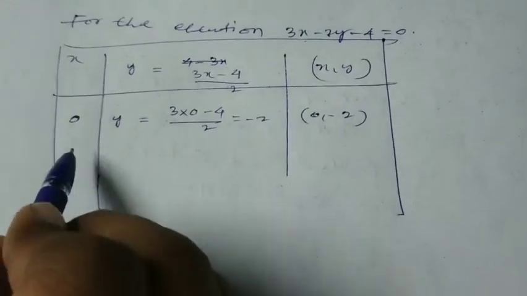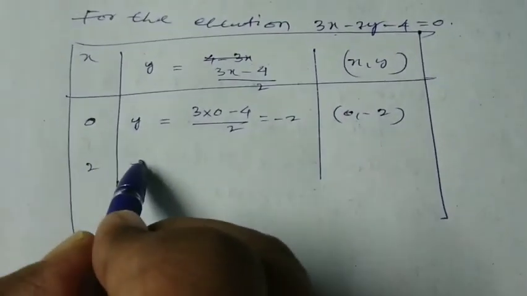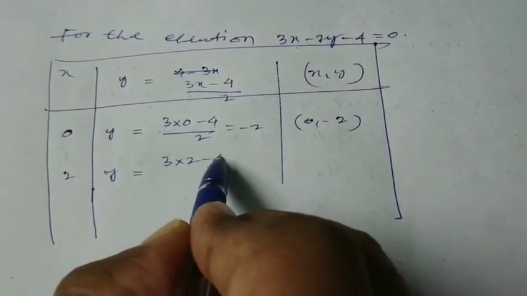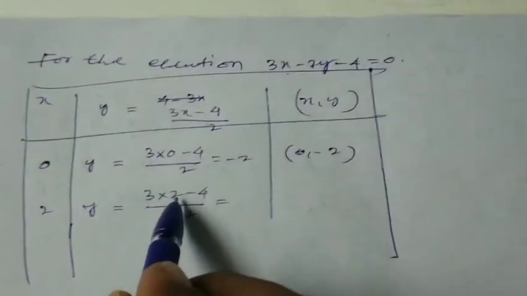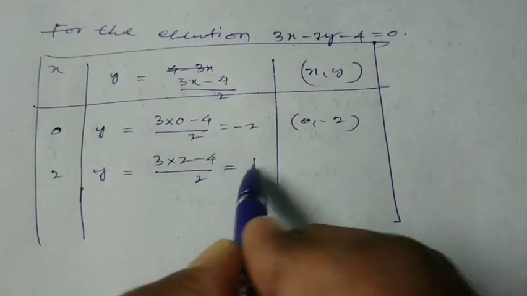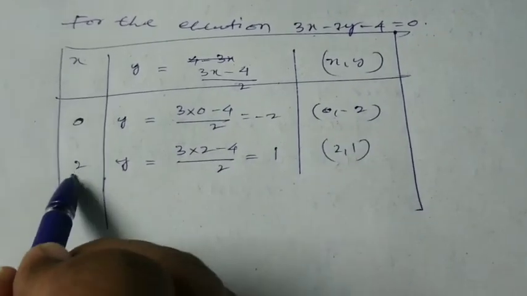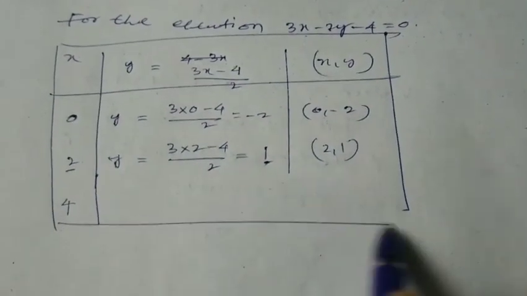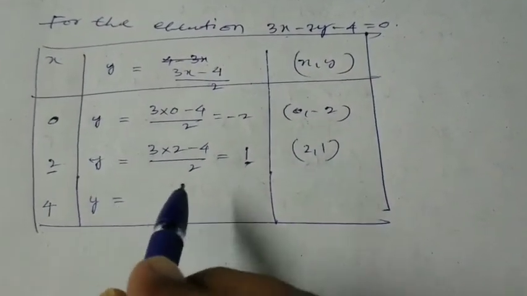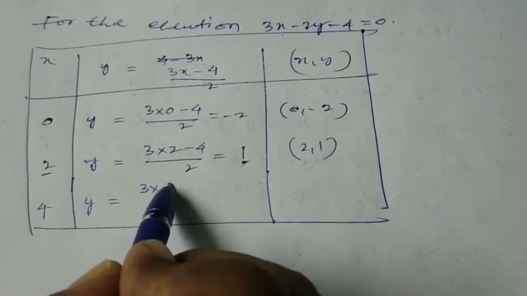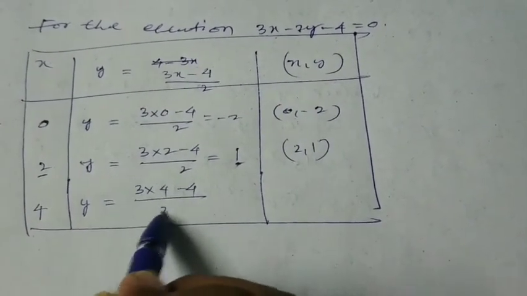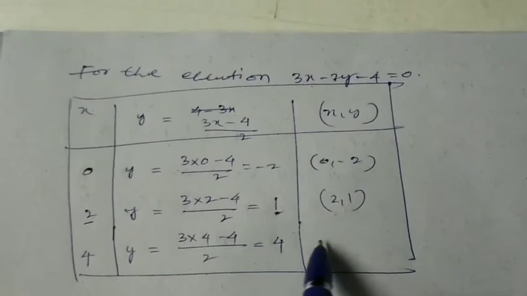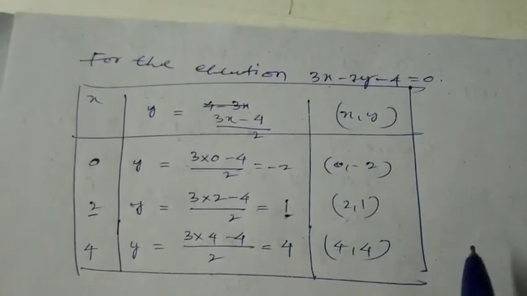Next x equals 2 we are going to take. y equals (3 into 2 minus 4) by 2, which is 3 twos are 6, 6 minus 4 equals 2, 2 by 2 equals 1. So 2 comma 1. Next x equals 4: y equals (3 into 4 minus 4) by 2, which is 12 minus 4 equals 8, 8 by 2 equals 4. So 4 comma 4. 3 points are enough.